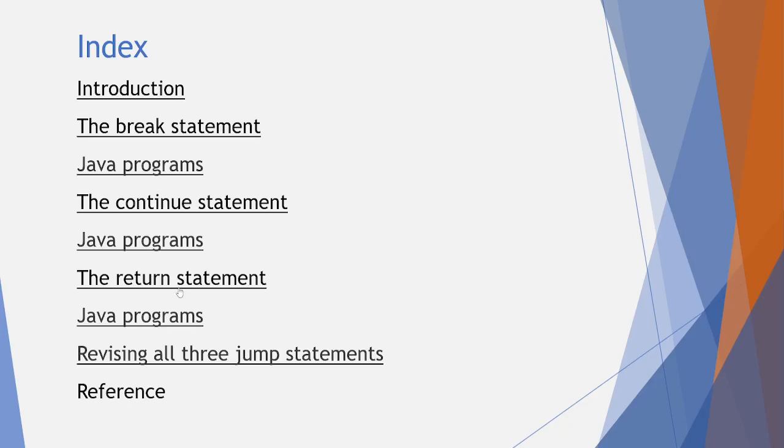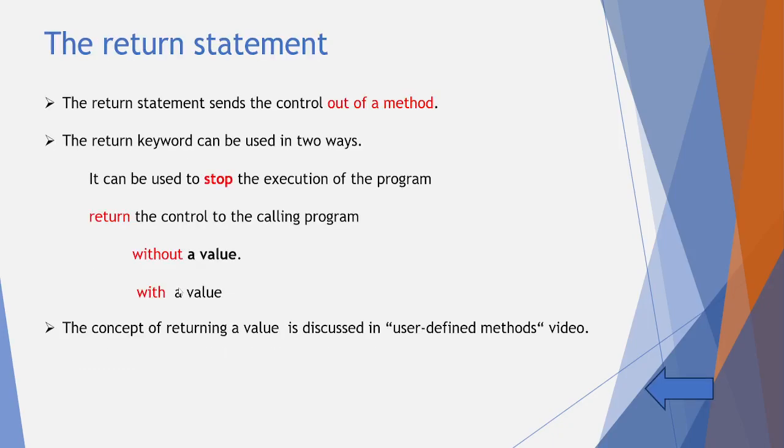Let's see the return statement. The return statement sends the control out of a method. It can be used in 2 ways.